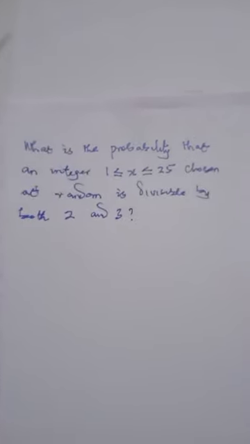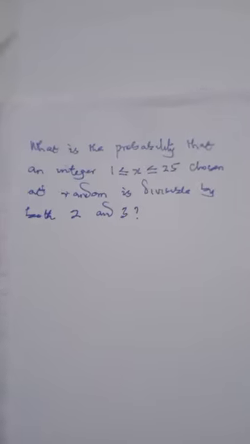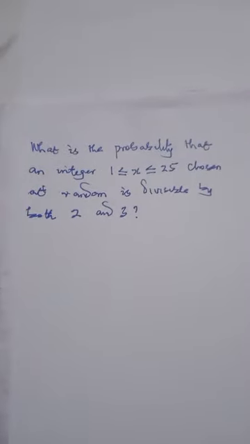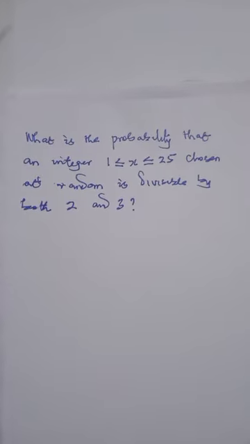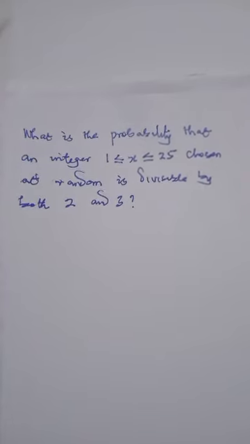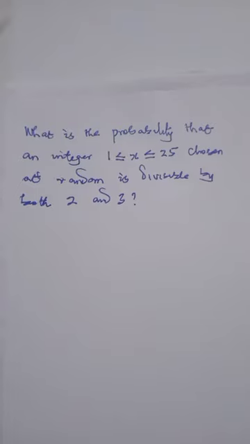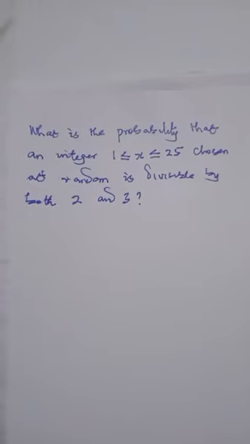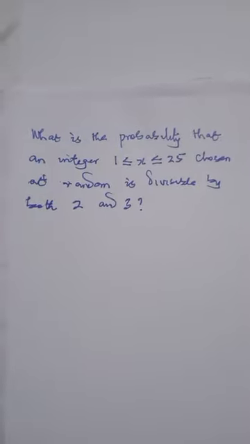We promise to be bringing you questions and providing solutions that will assist you and make you self-reliant when you are writing your exams. Look at this question. It's a mathematics question in JAMB, which is probability. The question says, what is the probability that an integer x, where 1 is less than or equal to x, and x is less than or equal to 25, chosen at random is divisible by both 2 and 3.